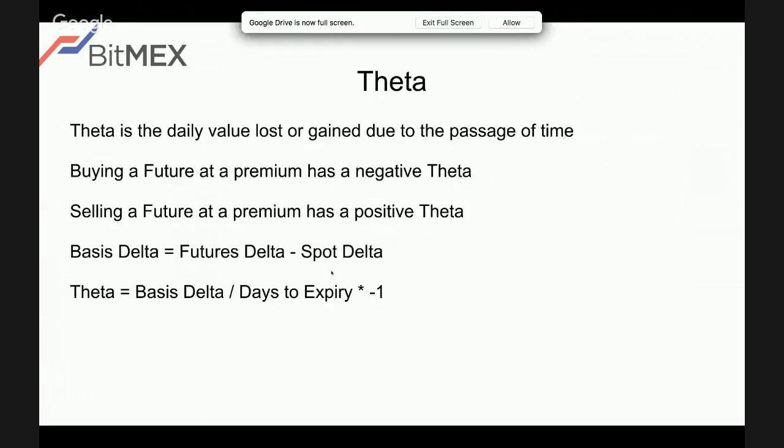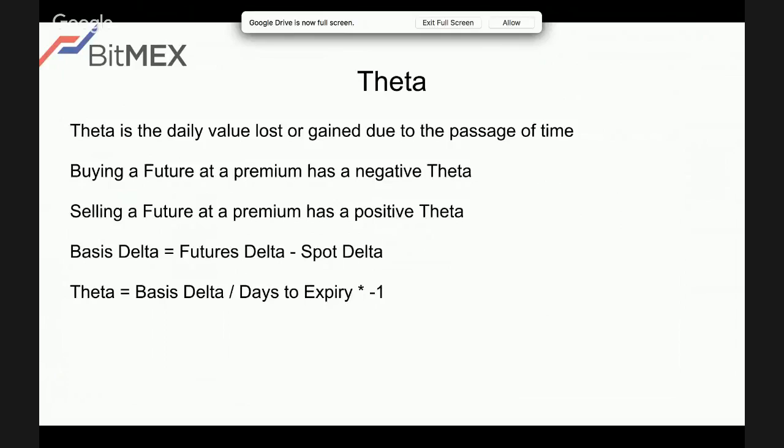Sorry, if you're selling your future at a premium, you have a positive theta, which means you're receiving the premium of the future over spot, and every day you will accrue that interest rate that you're being paid. Now, how do we calculate the theta for a futures contract?